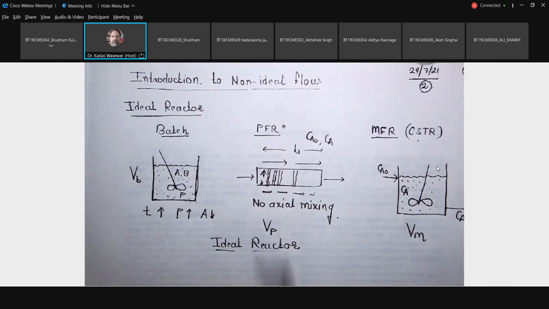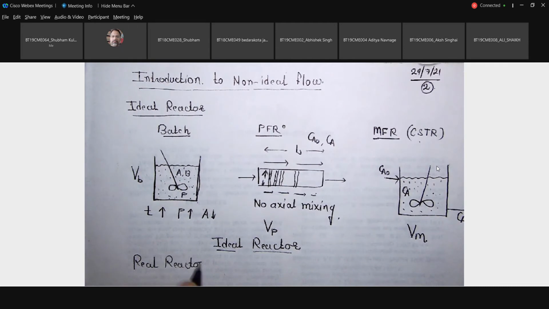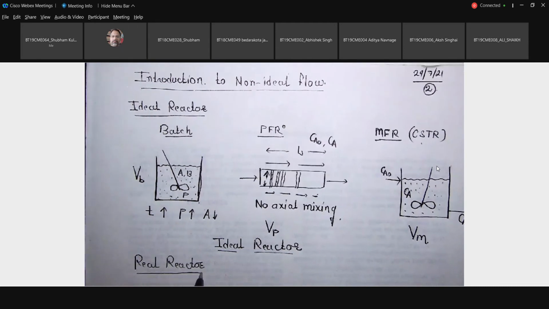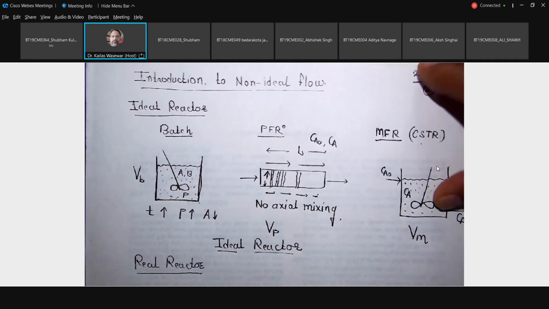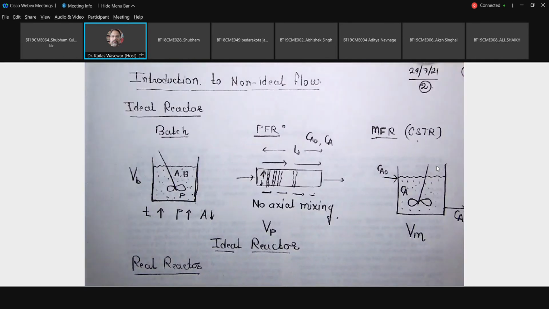But in reality, is it the same? No, it will not be the same. Whatever we think of as an ideal reactor will not be the same at real conditions, or we can say for the real reactor.